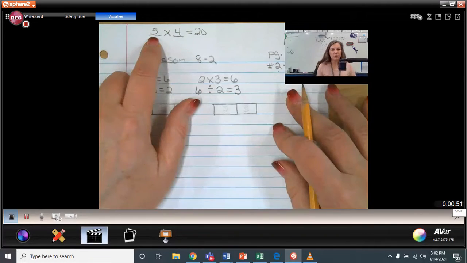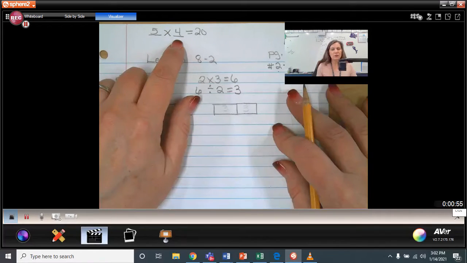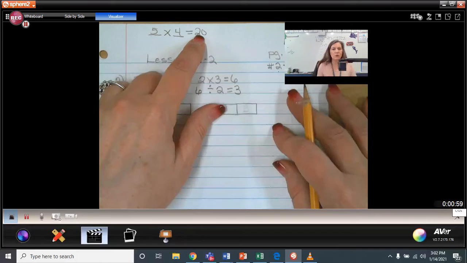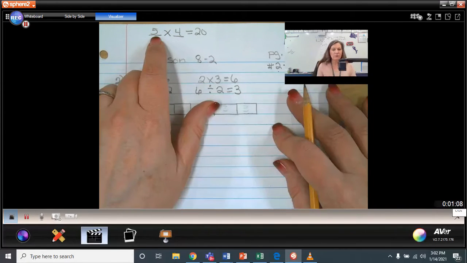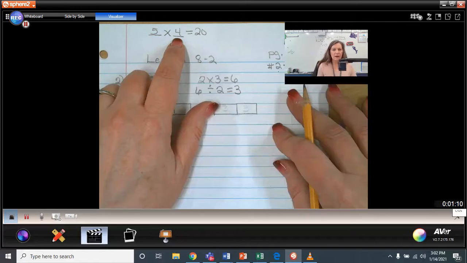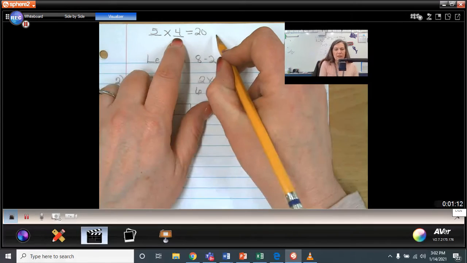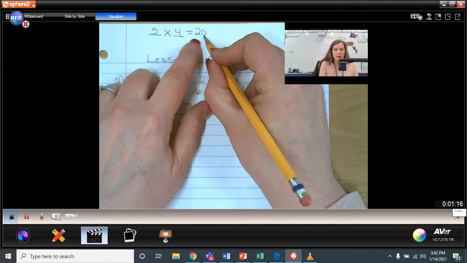Remember, your first factor tells you your groups, your second factor tells you how many in each group, and your product is the total number of objects that you get once you put all those groups of 4 together. So if I have 5 groups of 4, I use repeated addition to find the total, which is 20.